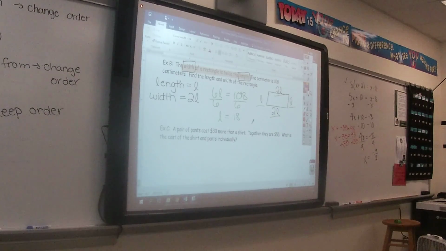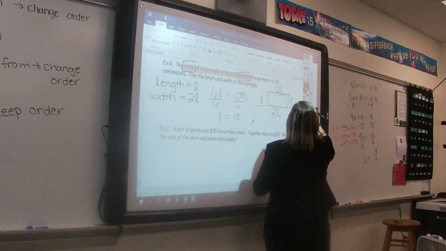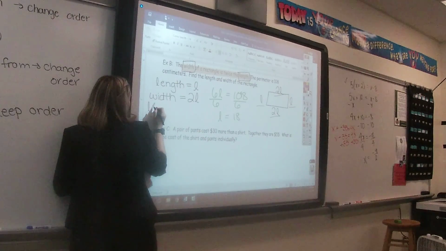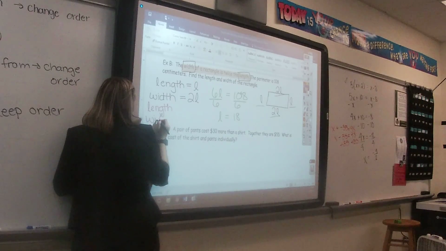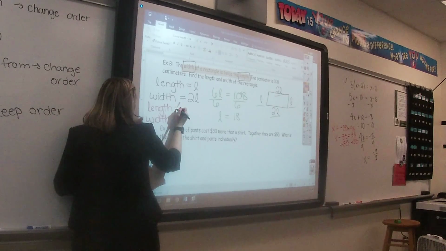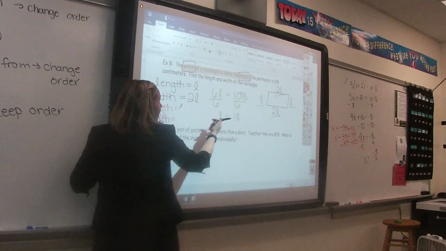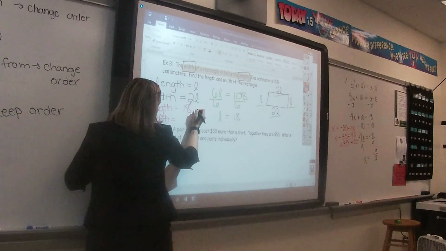Are we agreeing with 18? Do I just circle it and say I'm done? No. Right? This is just giving me the info I need to be able to answer the question. The question asked me to find the length and to find the width. Which one do I know? Length. Right? Good thing I chose L, right? That tells me that the length is 18 what? Centimeters.